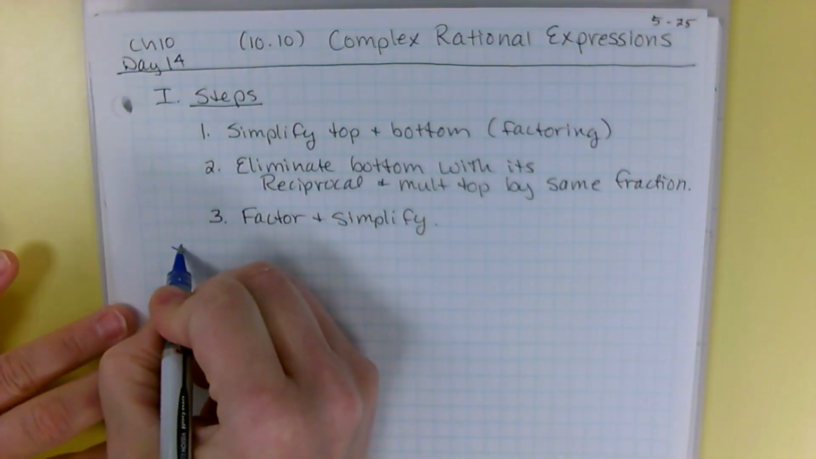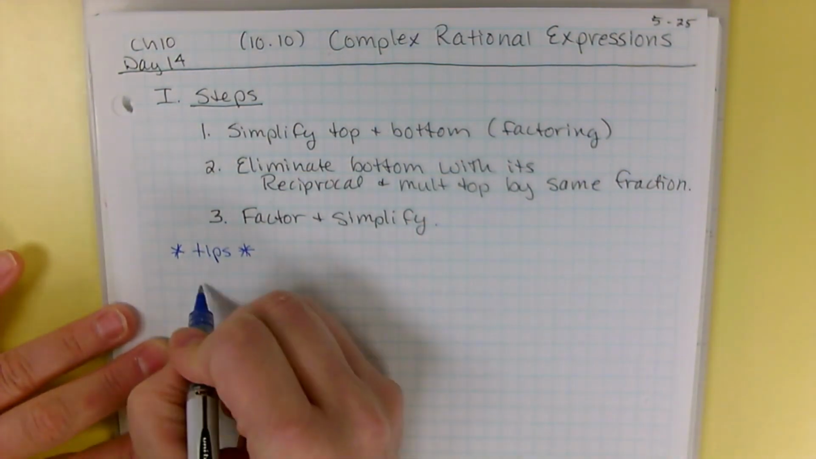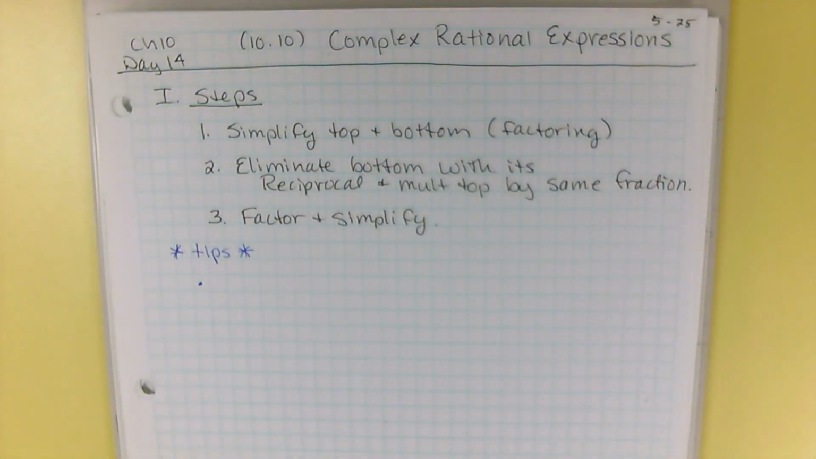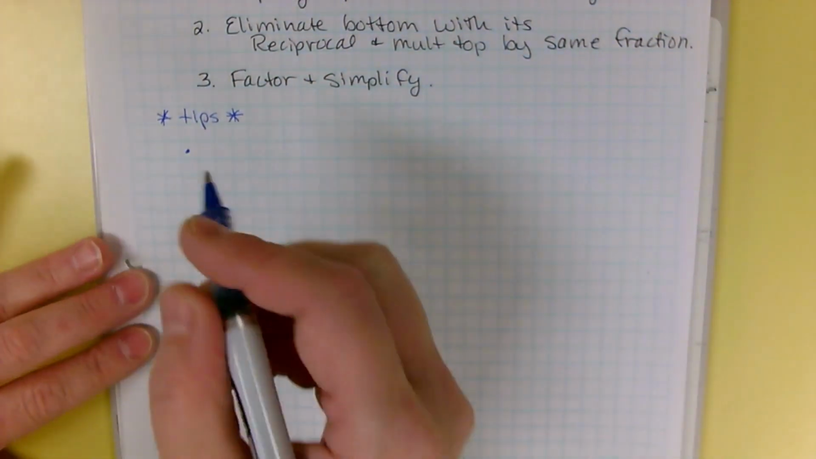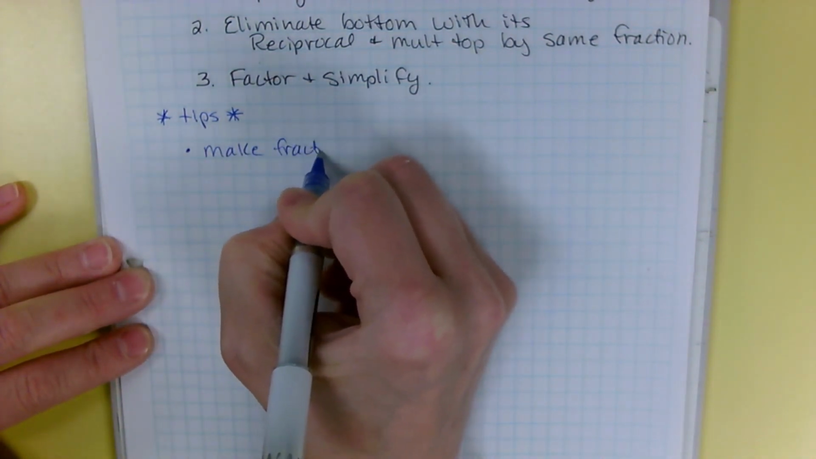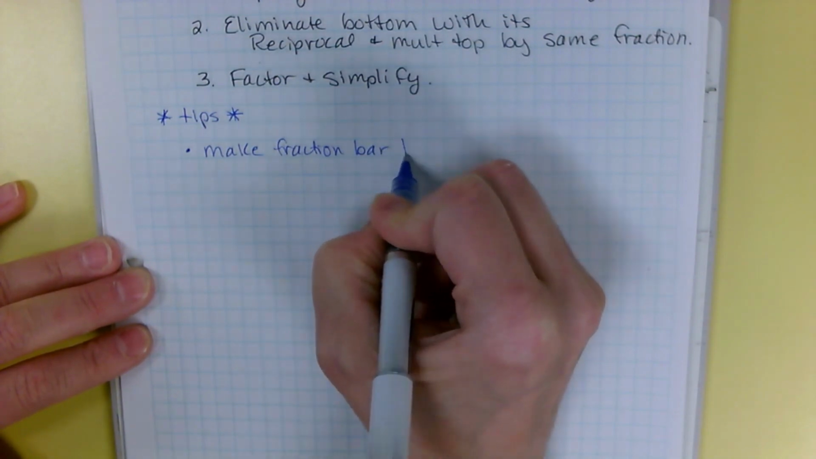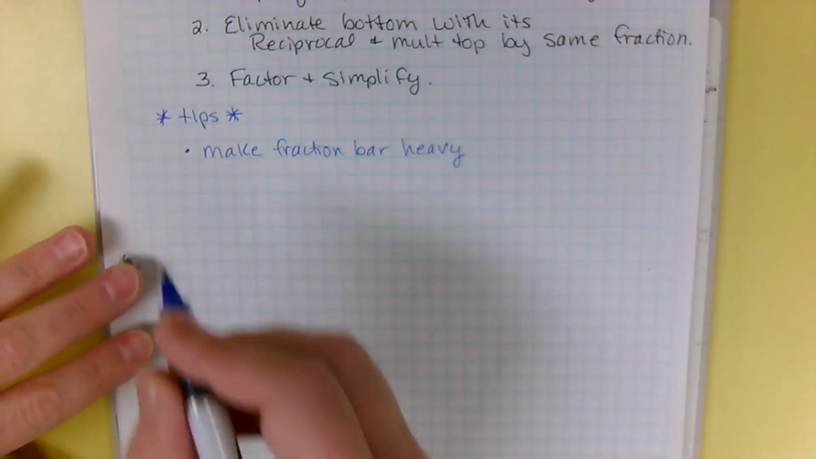here's a few suggestions, math tips for you when doing these problems that I find help students do the problems easier and not get lost in the process. The first thing I'd suggest is to make the fraction bar heavy, like the main fraction bar. Make it really heavy so it's obvious where the big middle is, because you're going to have fraction bars on the top and the bottom. We want the big middle one to stand out. So make that one extra heavy.